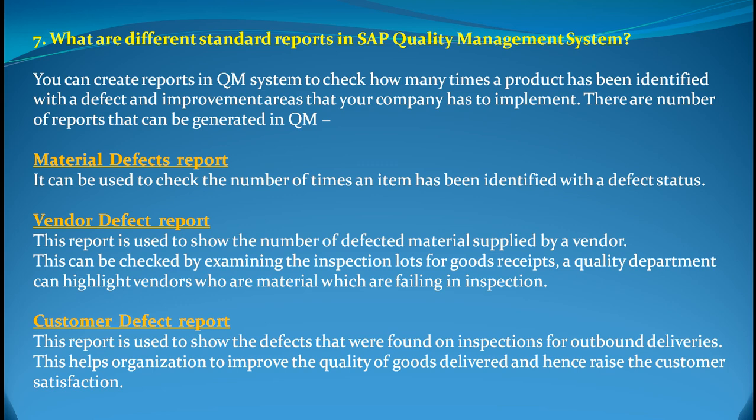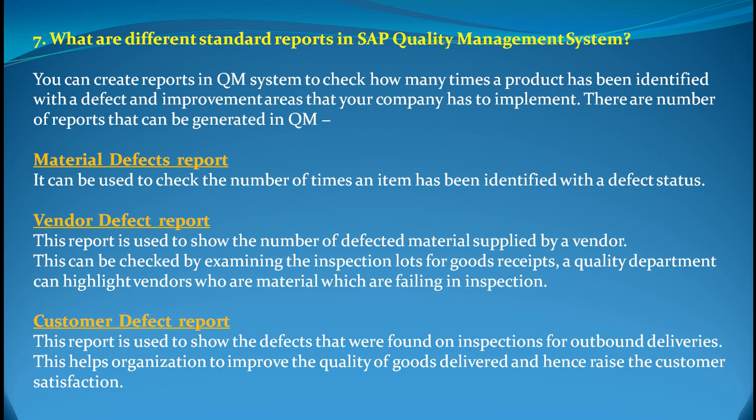What are different standard reports in SAP quality management system? Now you can create reports in quality management system to check how many times a product has been identified with a defect or an improvement that your company has to implement, right? So all that you're doing is checking for any defects or improvements that your company has to implement. Now there are different varieties of reports that are to be generated in quality management. The first is material defects report, the second is vendor defect report, and the third is customer defect report.